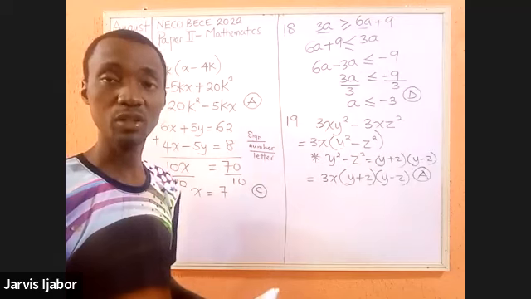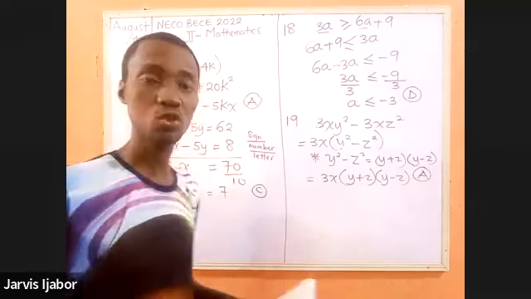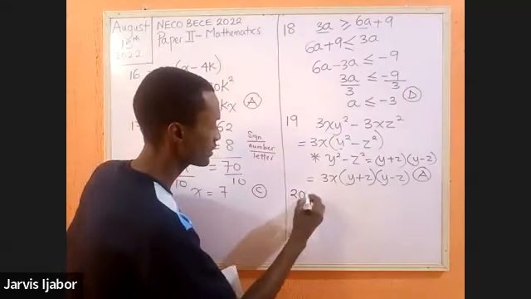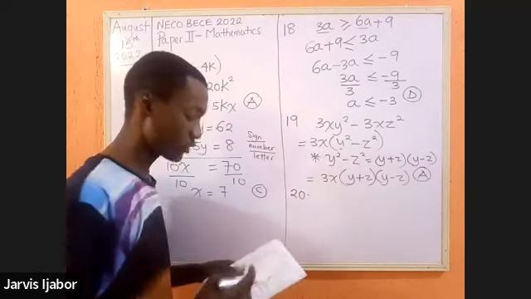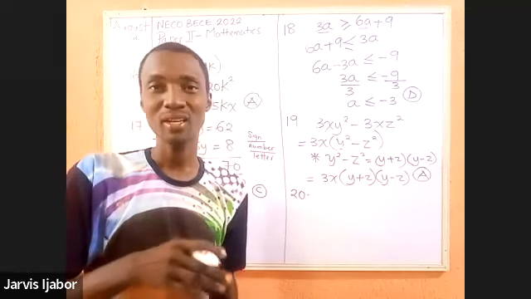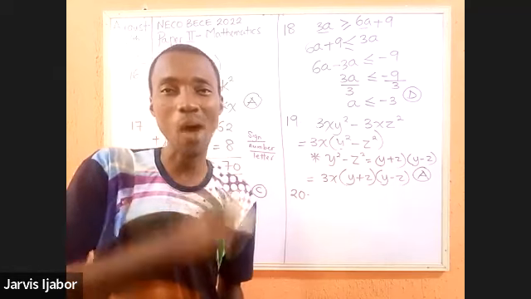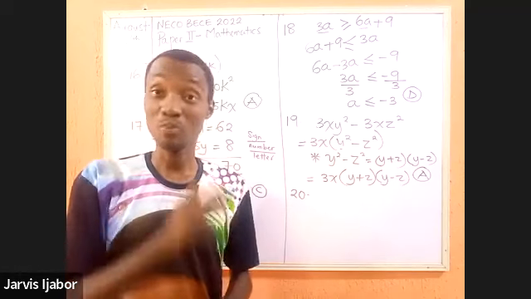Okay, so we proceed still on the work. We proceed to question 20. In question 20, we notice that we're told to simplify. To simplify is to make one.